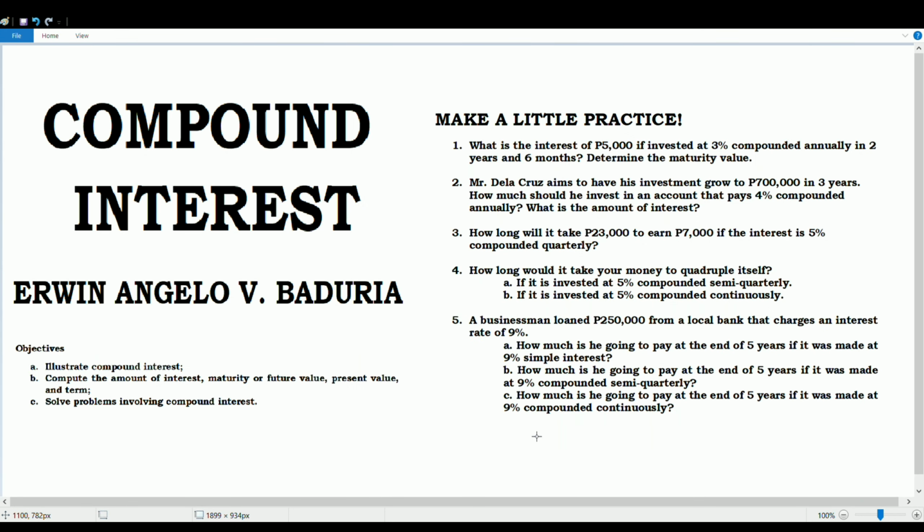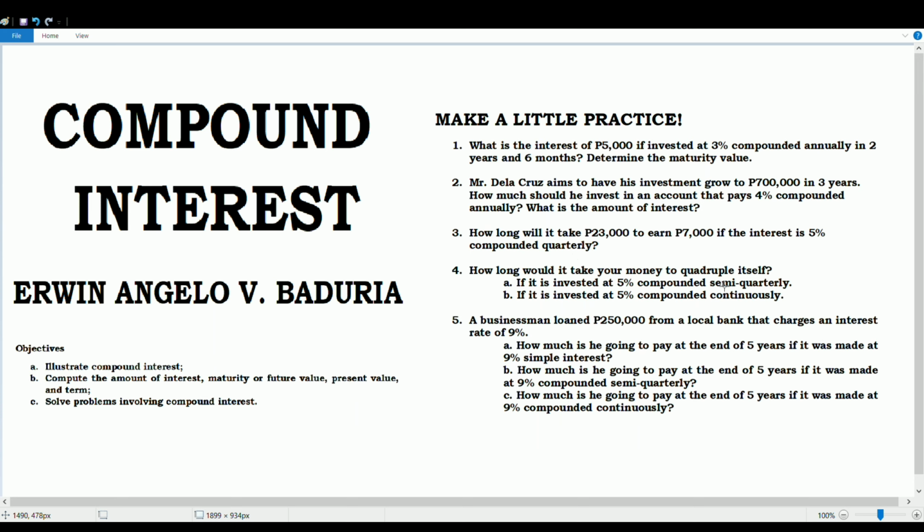For your practice, answer the following items shown on the screen. Number 1, what is the interest of 5,000 pesos if invested at 3% compounded annually in 2 years and 6 months? Determine the maturity value. Number 2, Mr. De La Cruz aims to have his investment grow to 700,000 pesos in 3 years. How much should he invest in an account that pays 4% compounded annually? What is the amount of interest? How long will it take 23,000 pesos to earn 7,000 pesos if the interest is 5% compounded quarterly?